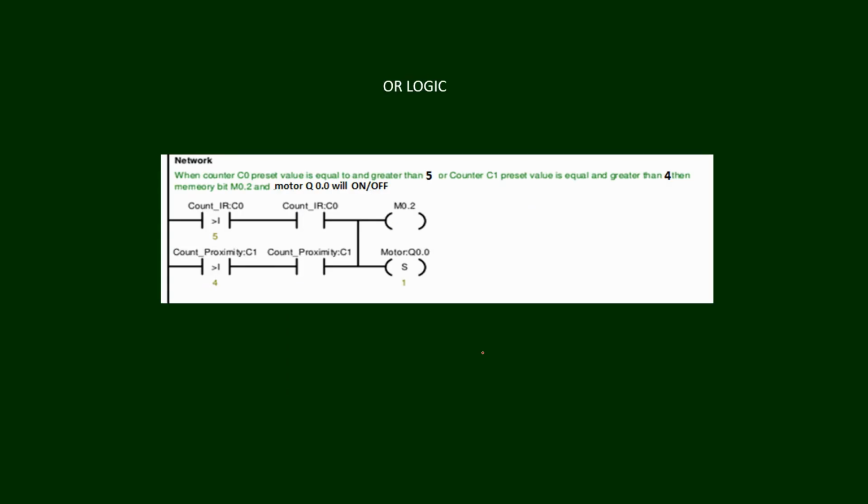See network 2, it is showing some OR logic. When counter C0 preset value is equal to or greater than 5, or counter C1 preset value is equal to or greater than 4, then memory bit M0.2 and motor Q0.0 will come into the picture.